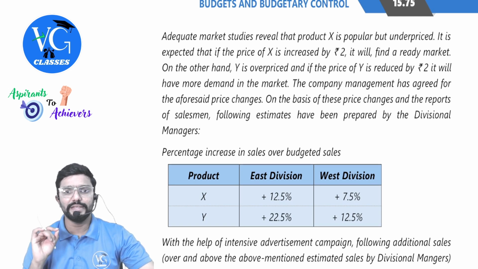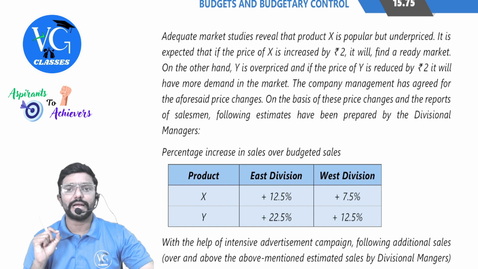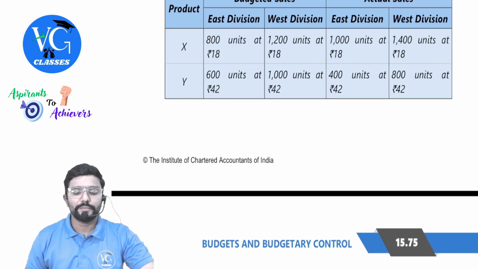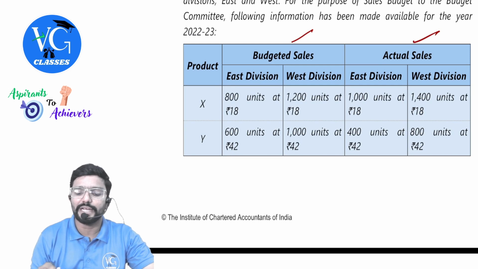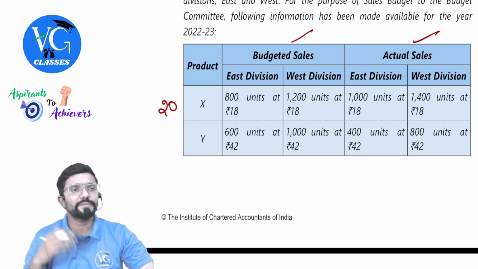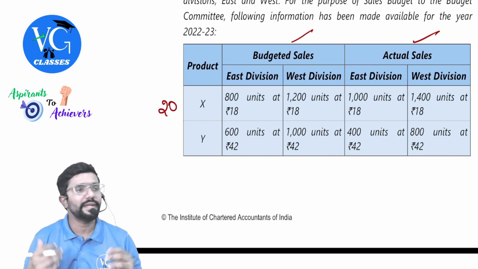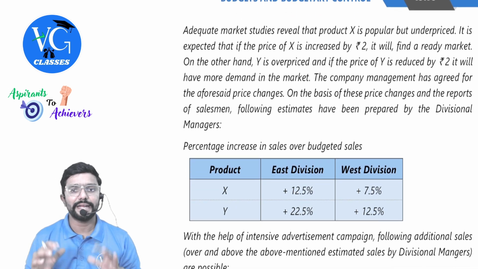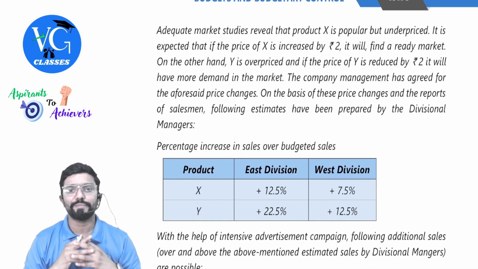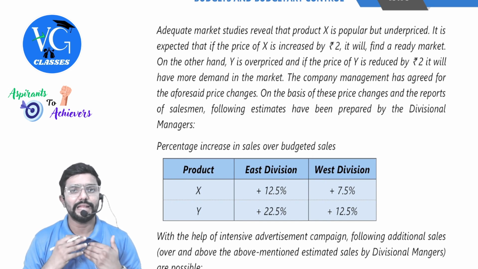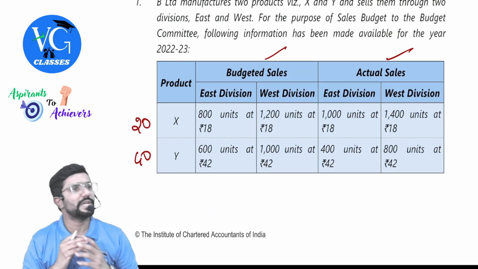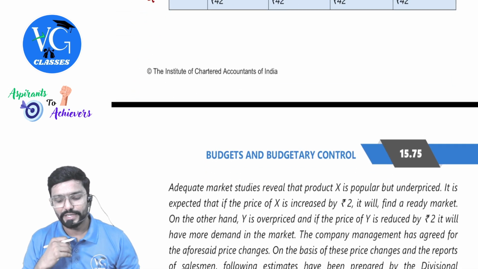Adequate market studies reveal that product X is popular but underpriced. It is expected that if the price is increased by 2 rupees, it will find a ready market. Okay. For product X, they want to increase the price itself. For how much, guys? 20 rupees. Increase by 2 rupees means presently 18, so increase it by 2, 20. Next, on the other hand, Y is overpriced, and if the price of Y is reduced by 2, it will have more demand in the market. So 42 will now become 40. New selling price, guys.